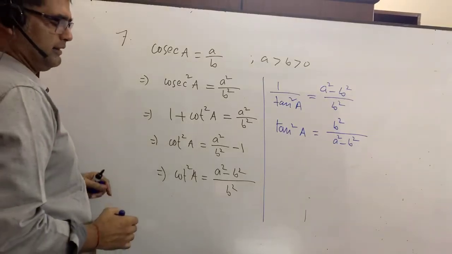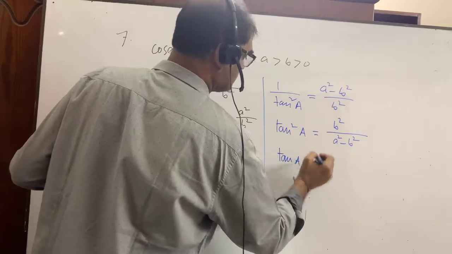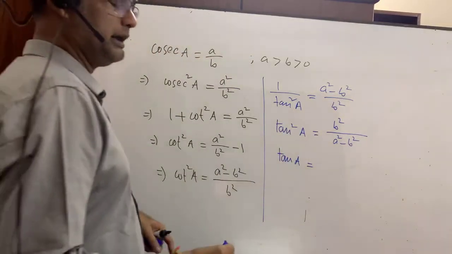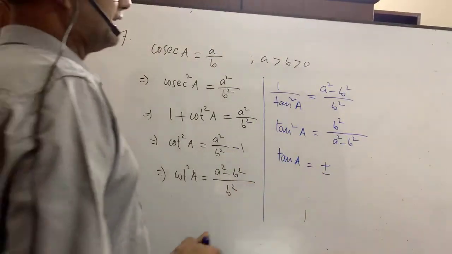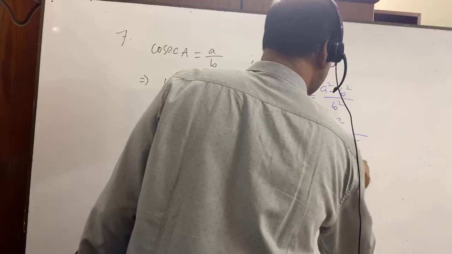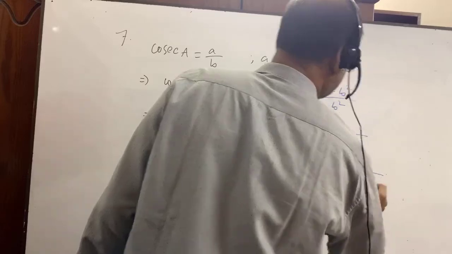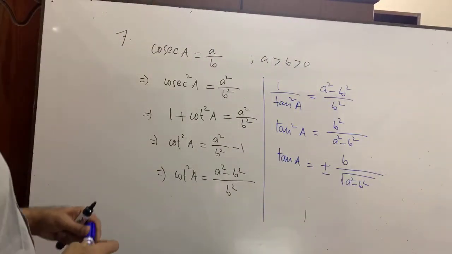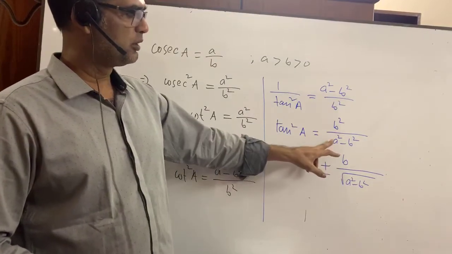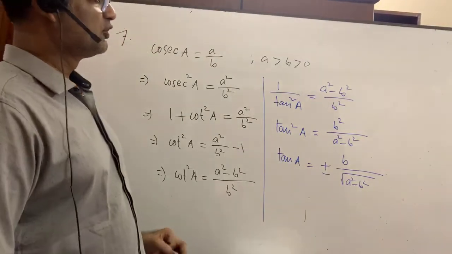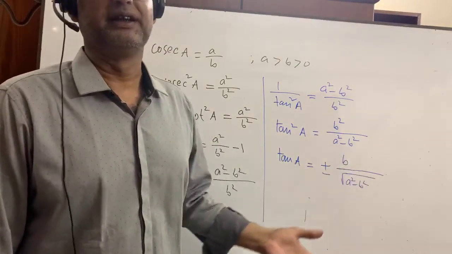But we have to find tan A. So tan A is equal to what? Tan A equals to, we have to give here plus minus. Tan may be positive, tan may be negative, and B square root is B, and here it is root of A square minus B square. You see, root of B square equals B, and root over this equals this. Many students have a tendency to write root over A square minus B square equals A minus B. That's wrong.